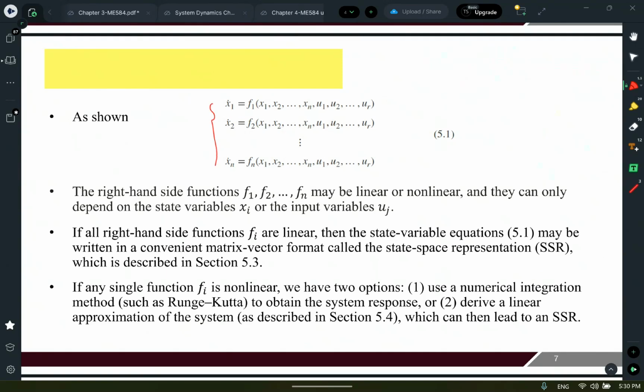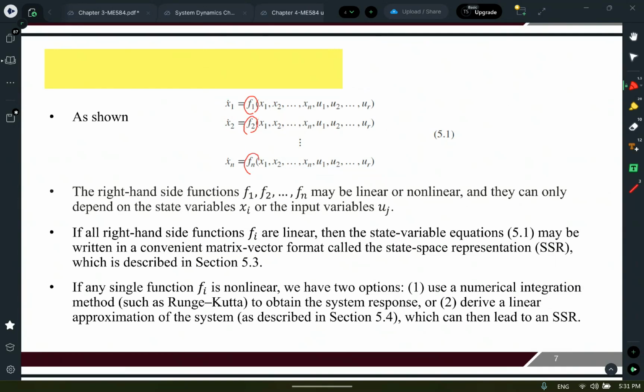Now, there are things I want you to pay attention to here. First, on the left hand side, you only have the time derivative of your states. You do not have states, you do not have inputs. On the right hand side, you only have states and inputs. You do not have any time derivatives. You see that?